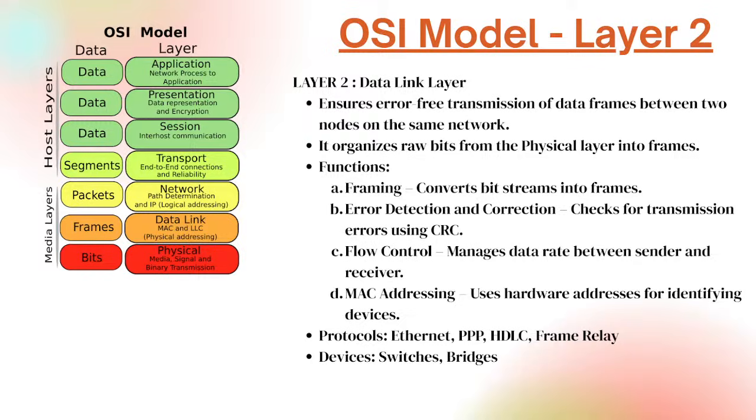Flow control means ensuring a smooth data transfer so that the sender does not overload the receiver. The importance of flow control is very clear. If the sender is transmitting information again and again, and the receiver couldn't handle it, then what happens? The information may be lost. So that should not happen. That is ensured by flow control.